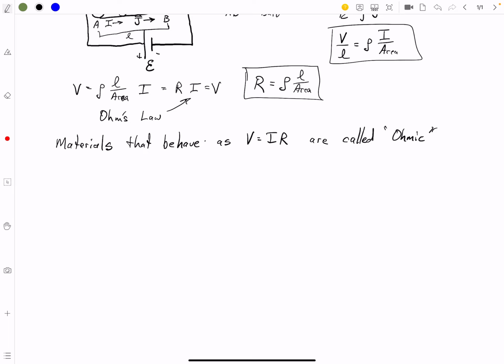Keep in mind, ohmic materials are, just like every other material, temperature dependent. So the fact that we are using this, by the way, you can multiply and divide by L over the area, the length over the area, and you'll get this equation.